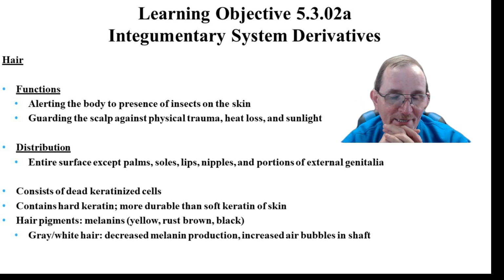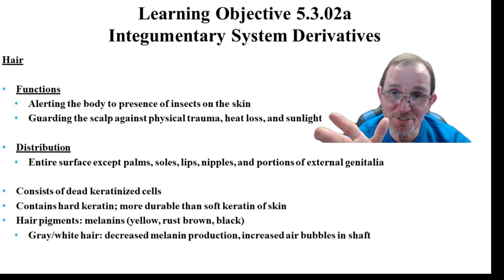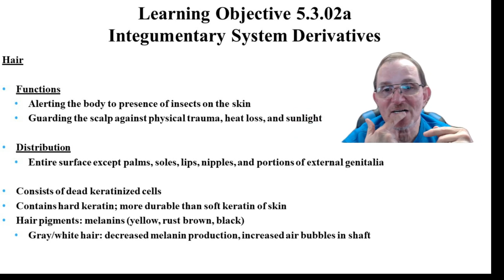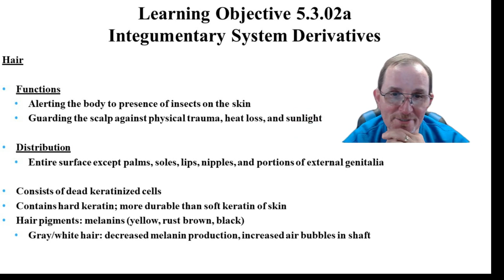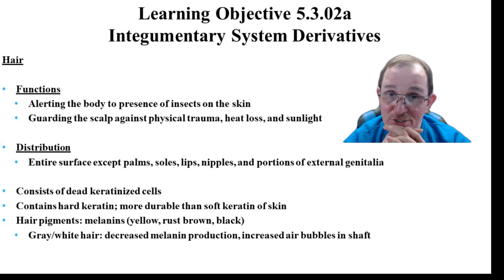Where do we have hair? We have it everywhere except for our palms and our soles, which are also over thick skin. Our lips are actually hairless. The nipples, and there are parts of the external genitalia that are hairless. That's really a topic for A&P 2 when we get there.